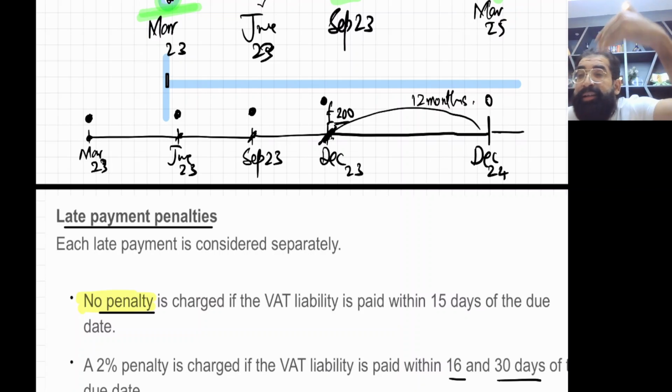Now in future, if you file a return late, then again this whole setup will start from zero. First point, second point, third point, and on the fourth point you will get the penalty. Okay. This is how it works. And this is what I taught you, my dear students, for return filing penalties.